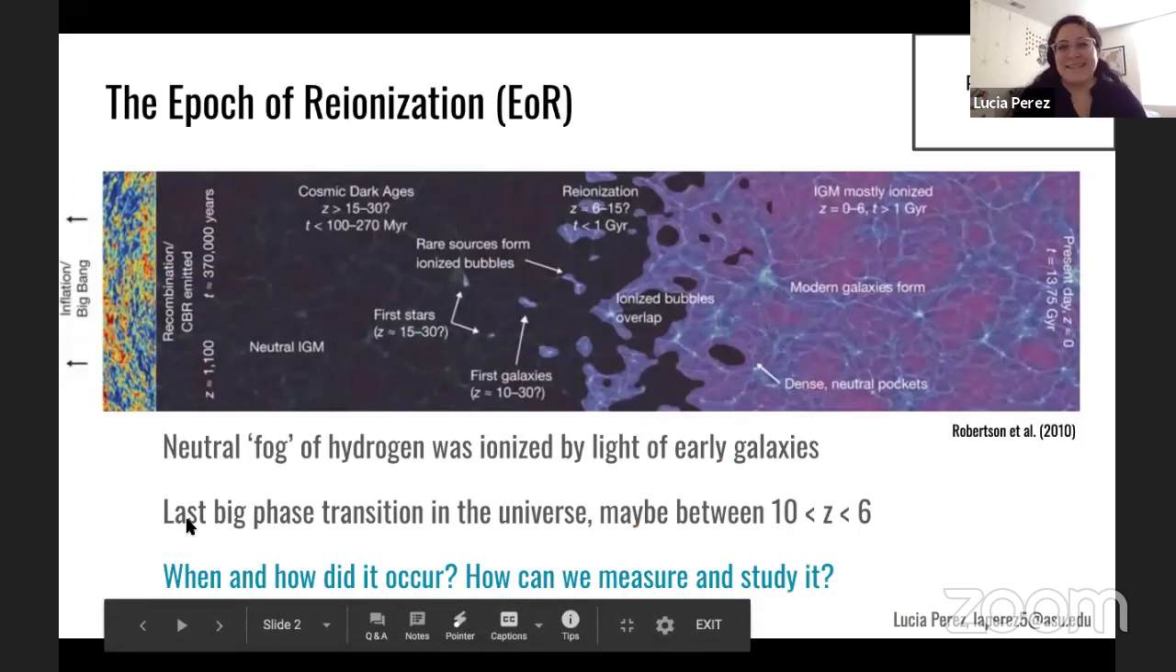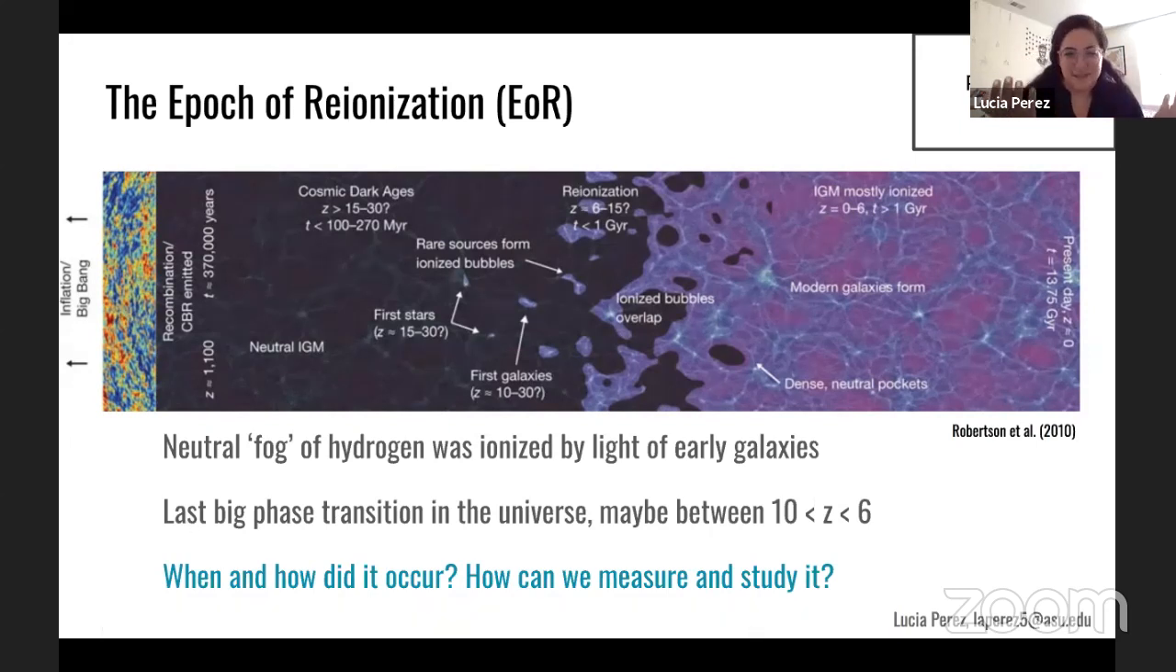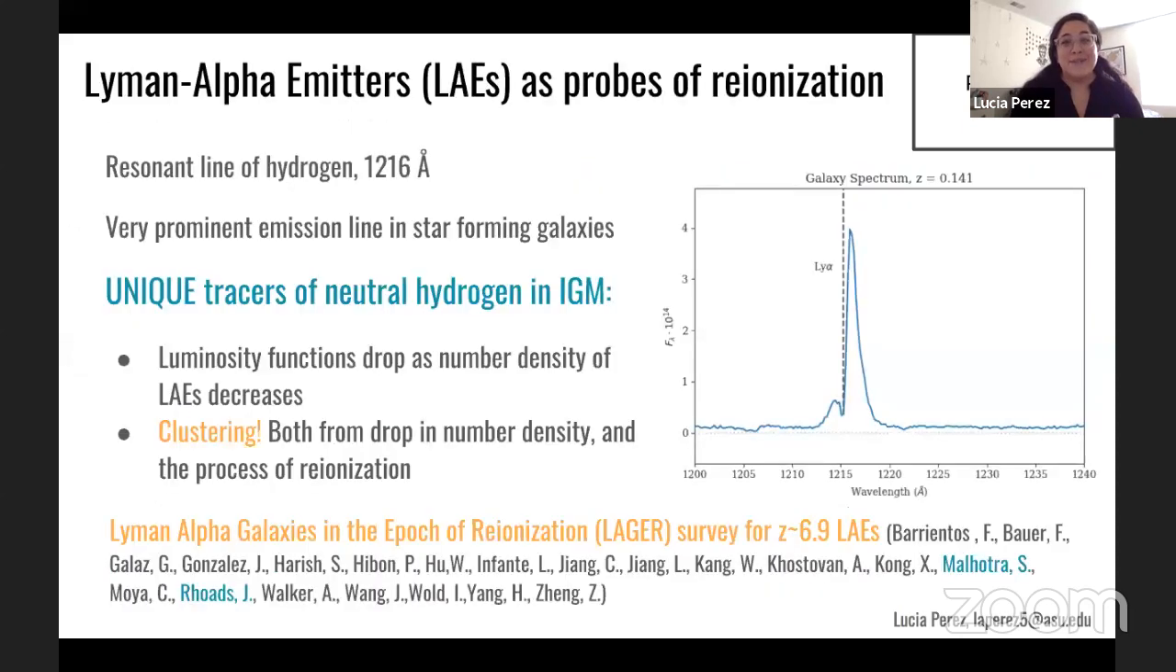So as we've talked about this entire time, some of the big questions that still remain about the epoch of reionization are exactly when it occurred and what was causing it, and always trying to find new ways to study it and really pin it down. As we just heard from Axel, Lyman alpha emitters are a really good probe of reionization because for most of these galaxies, the most prominent emission line is the resonant line of hydrogen. They're very unique and sensitive tracers of any neutral hydrogen in the intergalactic medium around them.